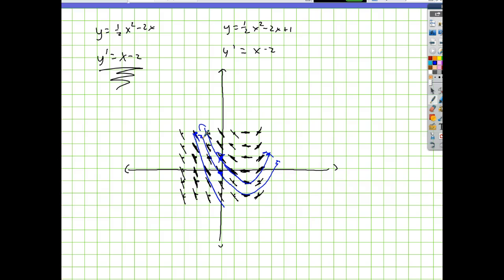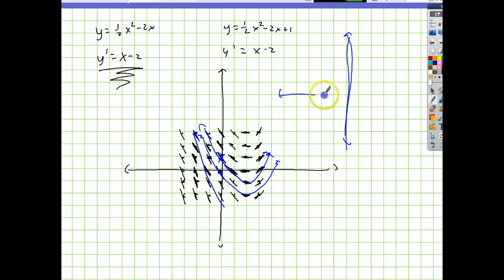So you're going to plug in values. You pick values. 0, 0. So on number 1, 0, 0 would be 1. So you draw a slope in the direction of 1. What do you mean in the direction of 1? Like if you're at 0, 0.